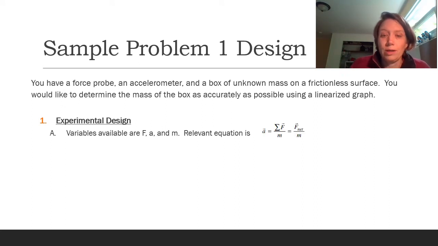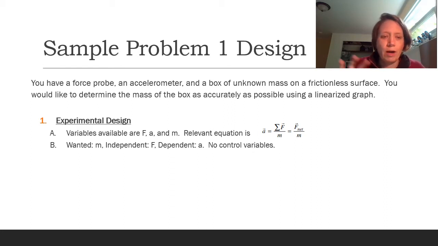So pretty quickly, hopefully you're jumping to, this is looking a lot like Newton's second law, that A equals F over M equation that we've done in whatever physics class you had. It's probably the one that's going to be relevant to this problem. So then I'm going to decide which variables are going to be my independent, dependent, and wanted. Well, I know I want mass. That's what it asked me to determine. So that's my wanted variable.